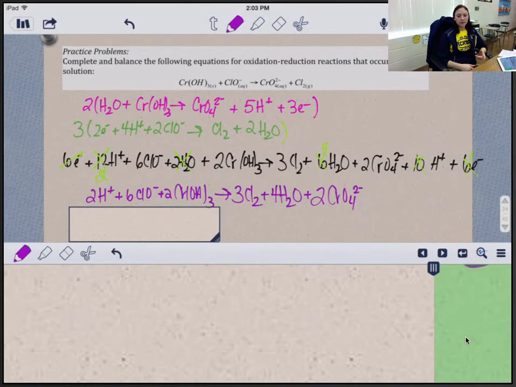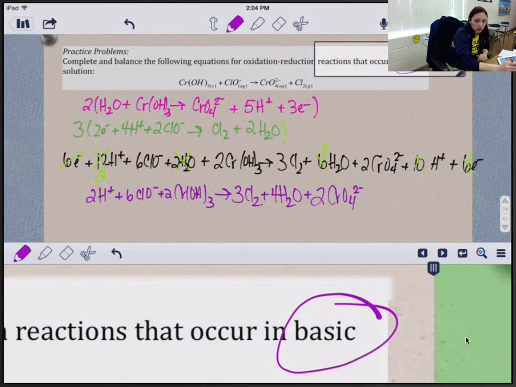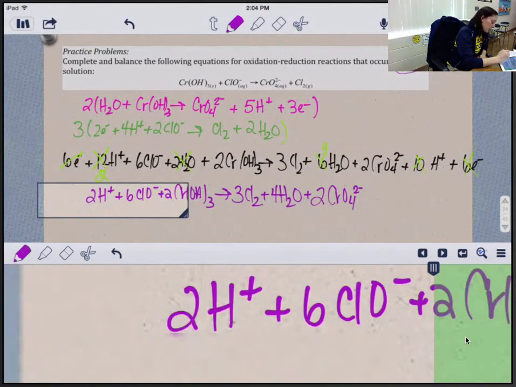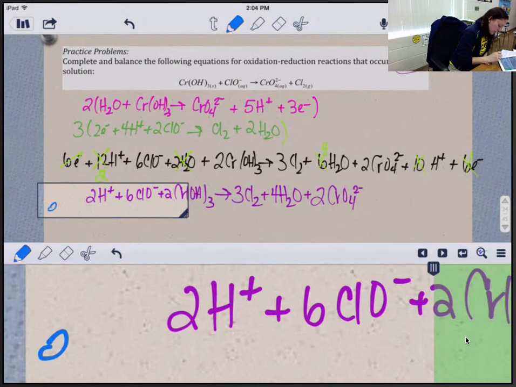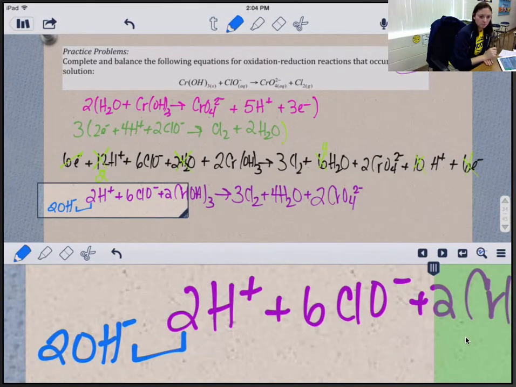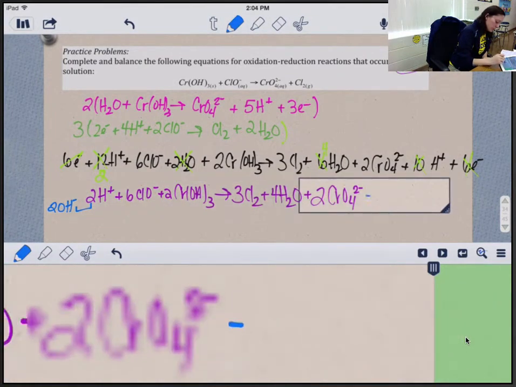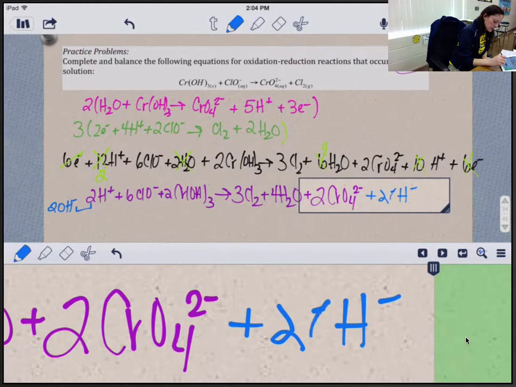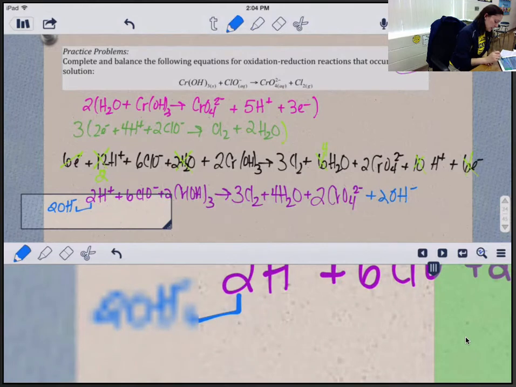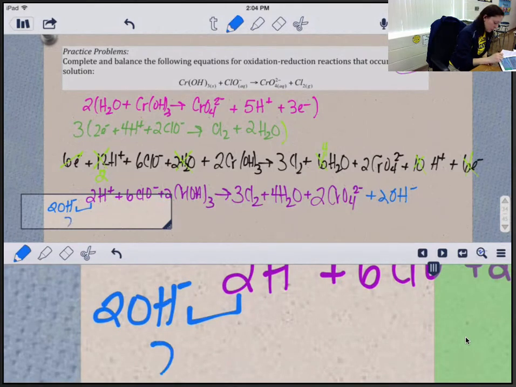Alright, so what you end up with there is that purple equation. It should be the final one where you would have had extra H+. So now, the only reason we're changing it is because it says up here at the top that we are in basic solution, which means I don't have extra H+, I have extra OH-. So what you do is you add to both sides the amount of OH- that would make that H+ neutral. So I add 2 OH- to each side. Now what happens is it neutralizes that H+, and you end up with 2 waters.